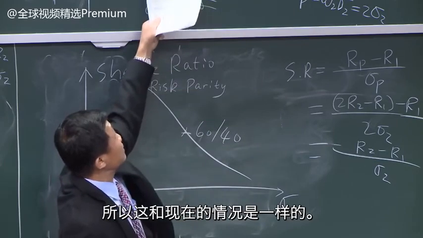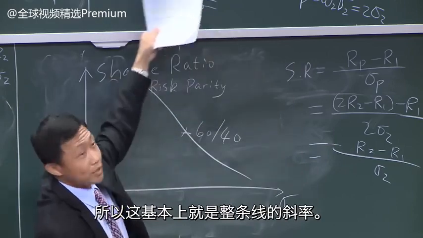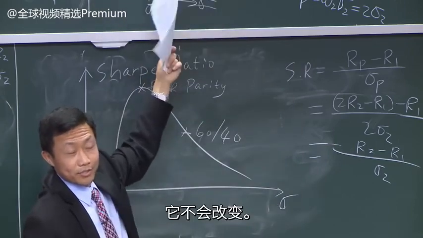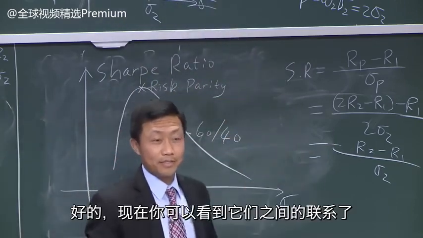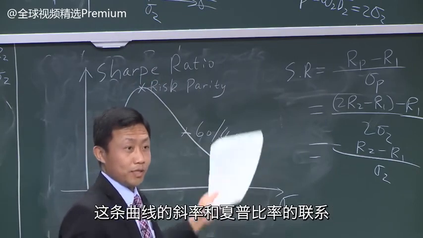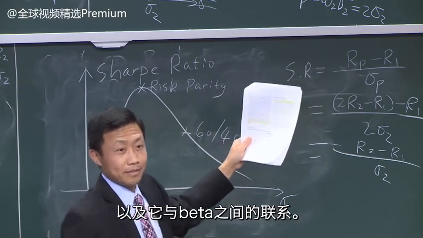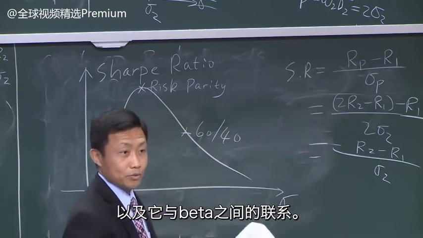So that's the same as you at this point. So that's essentially the slope of the whole line. It doesn't change. Okay, so now you can see the connection between the slope of this curve and the Sharpe ratio and how that links back to beta.